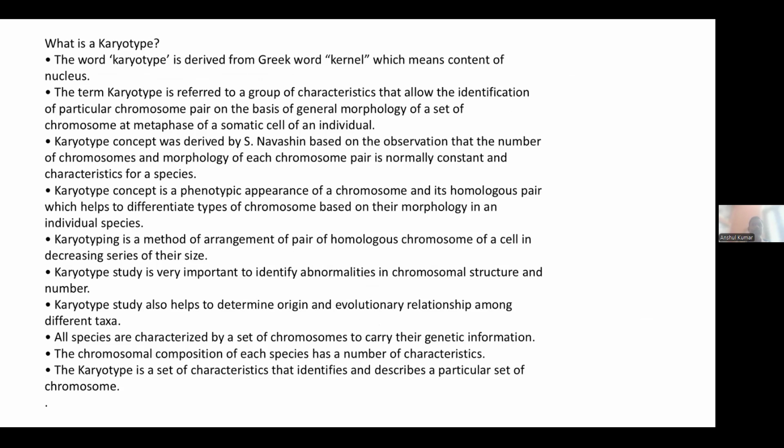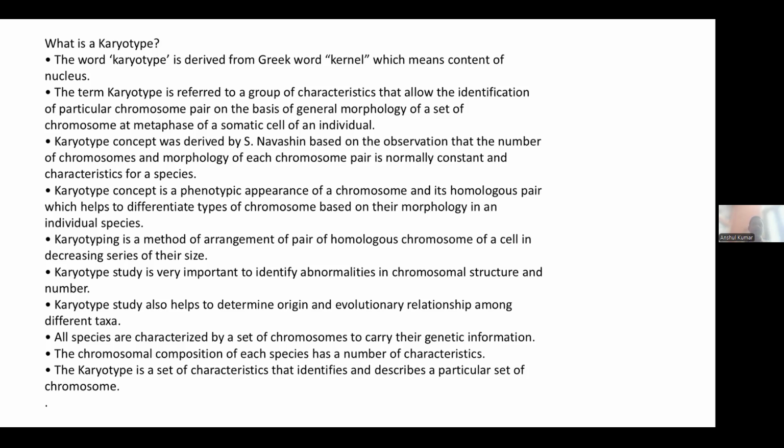We know there are different phases in the cell cycle: G0, G1, S, G2 and M phase. Here the cell is arrested at the metaphase stage because it is the best stage to study chromosomes. All the dividing chromosomes are separate, and it becomes quite convenient to study their morphology.